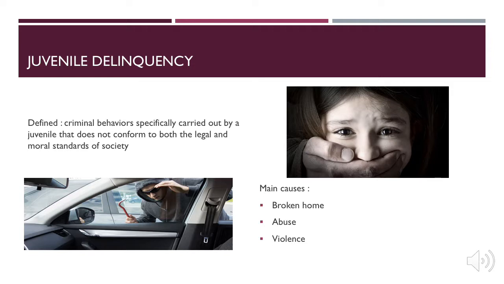integrated into society. Legal definitions of juvenile delinquency incorporate an emphasis on how dependent adolescents remain with needs for both nurture and protection, as well as how important it is to continue to endorse distinguishing juvenile offenders from adult criminals to provide a separate system of justice. The term juvenile delinquency refers to criminal behavior specifically carried out by a juvenile that does not conform to both the legal and moral standards of society.